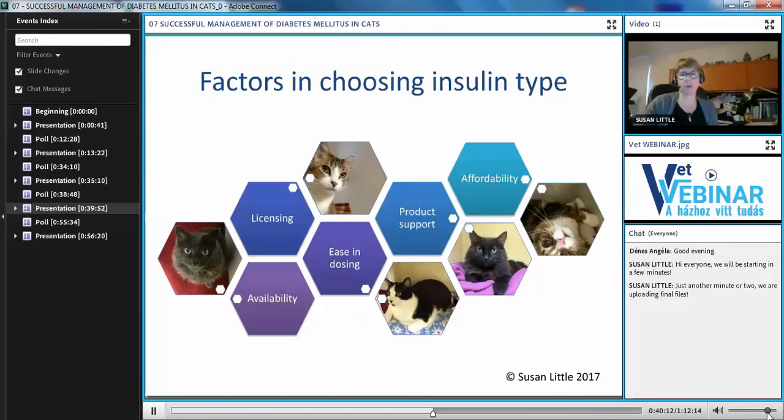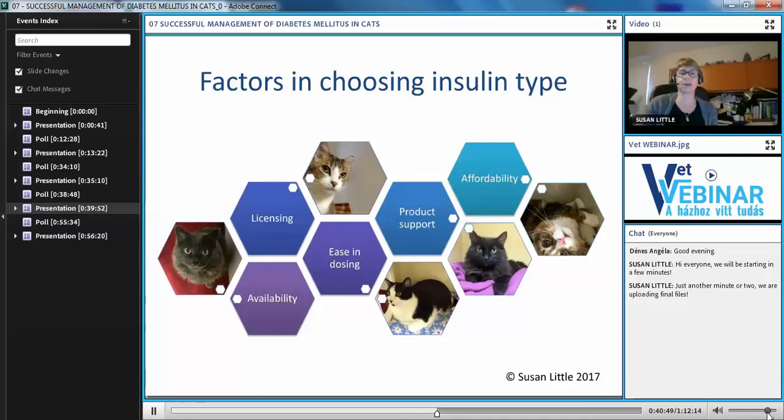So how do we pick an insulin? I think we have to think of course, what's available in your country. You have to look at what's licensed in your country. We would always want to choose a licensed insulin before we choose a non-licensed insulin. How easy is it to dose? This may be very important for some owners. The U100 insulins like Lantus, cats require very small doses, and they may be very difficult for owners with poor eyesight or senior citizens to measure. So ease in dosing sometimes is the deciding factor.